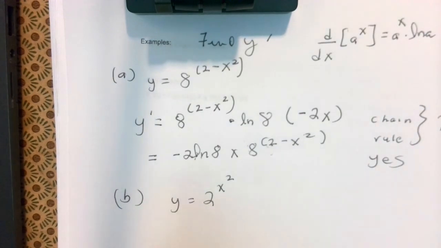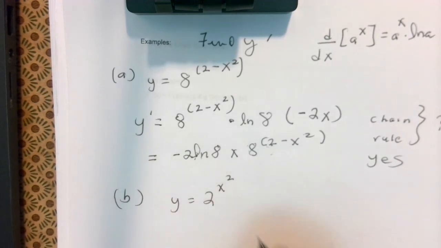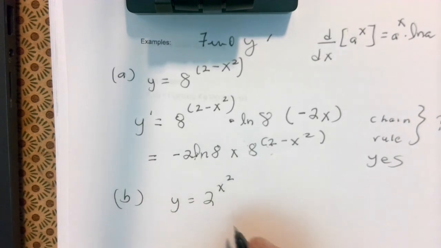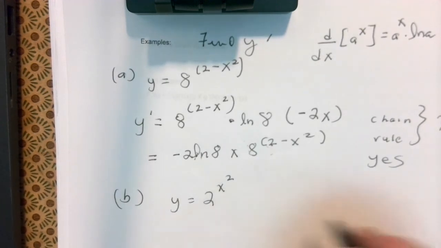But as you keep going, get used to asking yourself, do I have a composite function? Do I need to use the chain rule? And do I have a product? Do I need to use the product rule? Kind of analyze the problem and figure out what rules you're going to need to use. So, yes, chain rule.